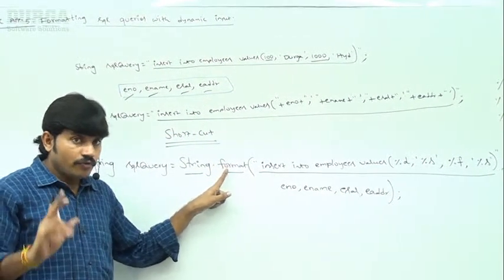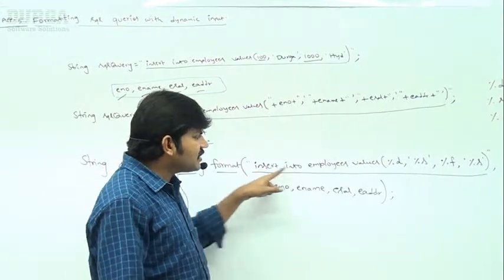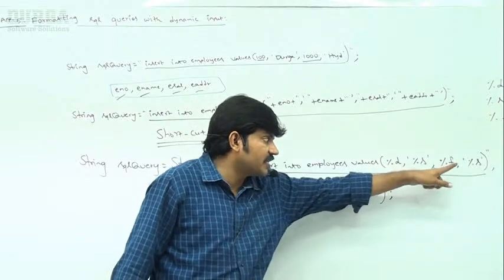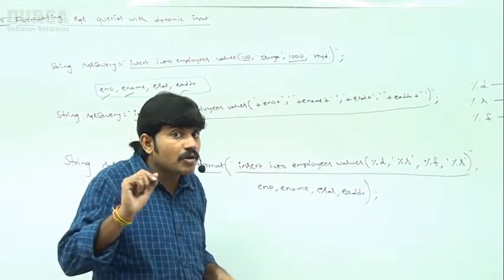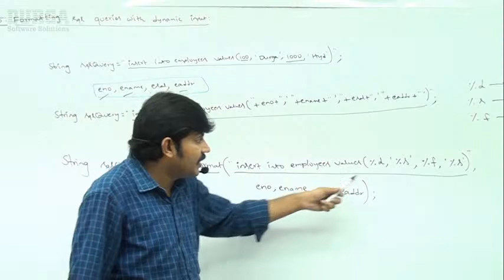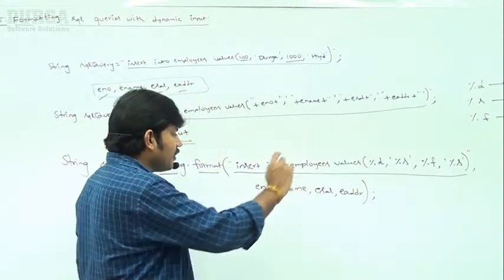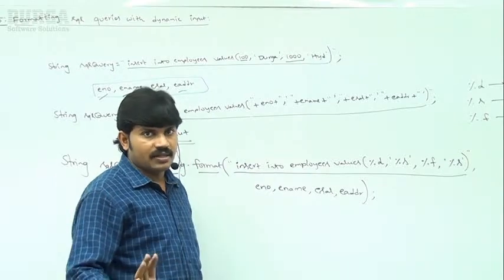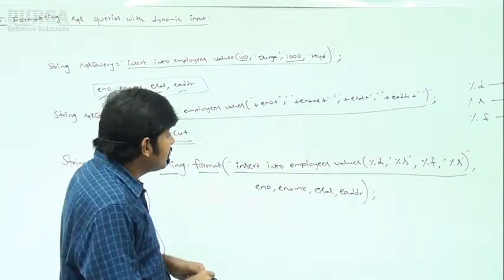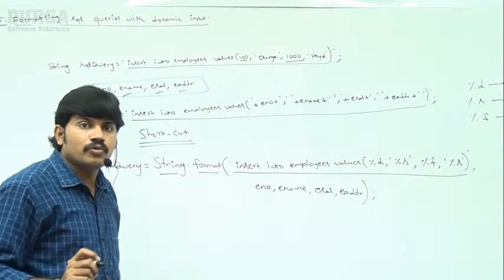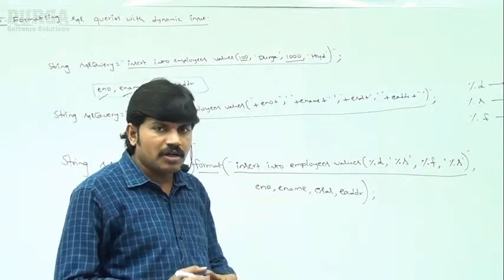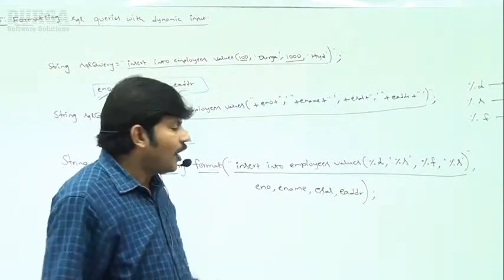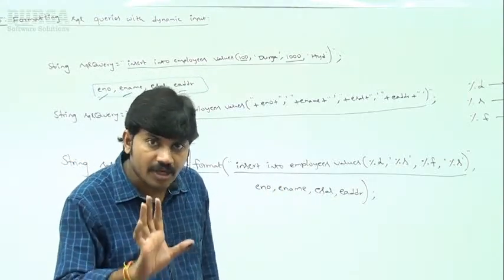The String dot format method. My query I'm taking as it is, but instead of the values I'm taking percentage D, percentage S, percentage F and so on. I'm never going to worry about single quotes, commas, double quotes and so on. Directly I'm placing the values: first percentage D, enum, percentage S, ename, e-sal and e-address. Sir, this is the shortcut way, better to follow. Because the first time you use this, you may feel it is not comfortable, but slowly, as you keep using it, it will automatically become very easy for you, right?